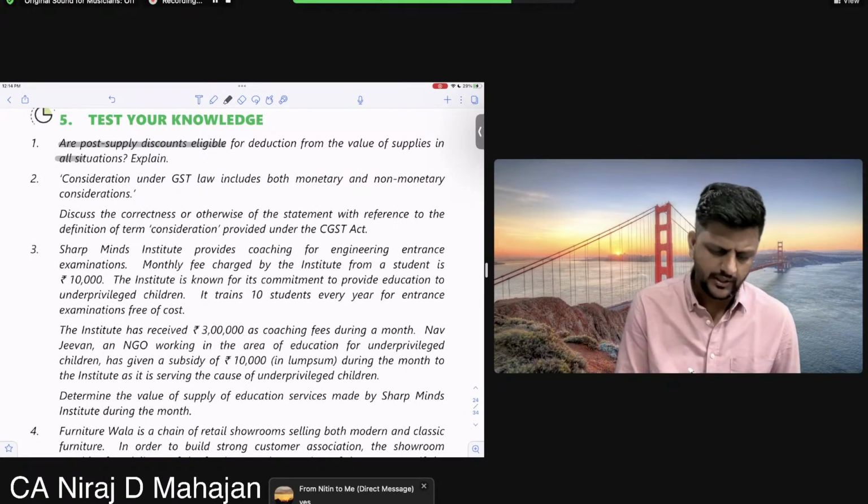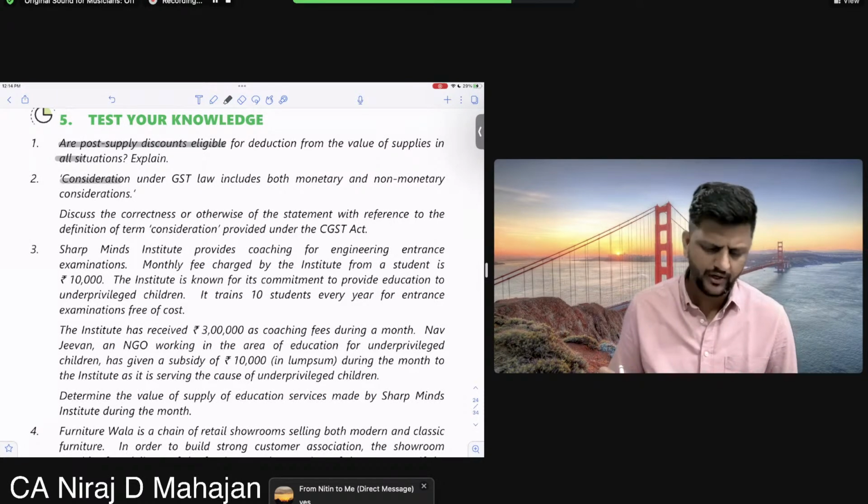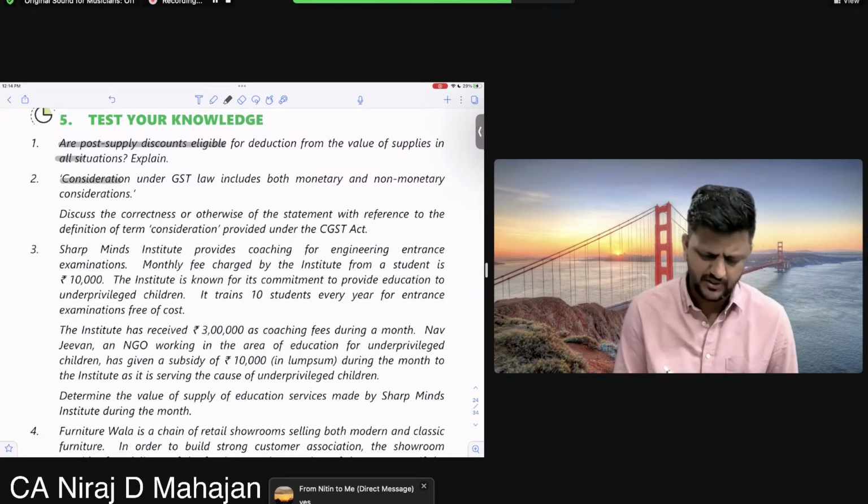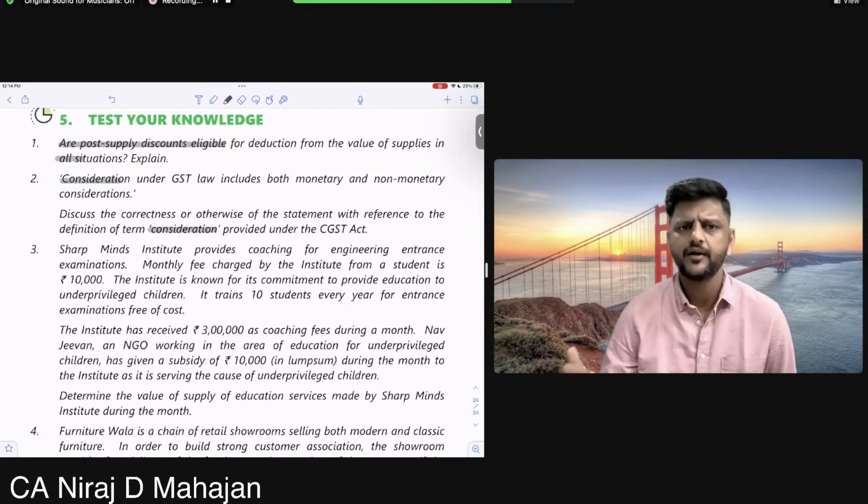Consideration under GST law includes both monetary as well as non-monetary. Discuss correctness or otherwise of the statement with reference to the term consideration. Consideration, children, is again a big term, okay? Definition of consideration: past, present, future, in money or in kind also.